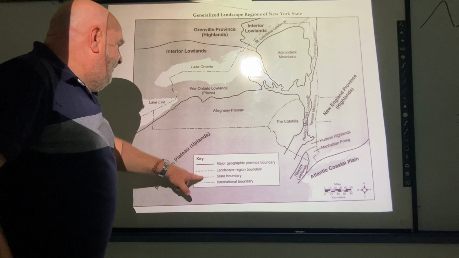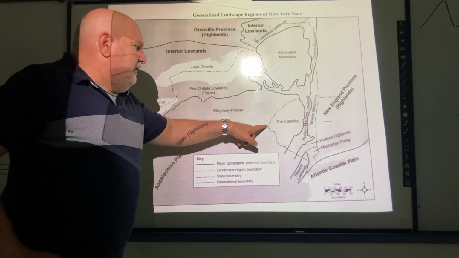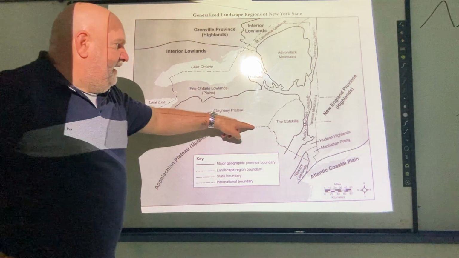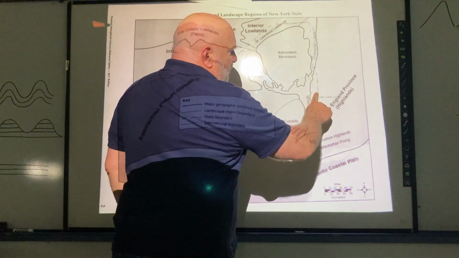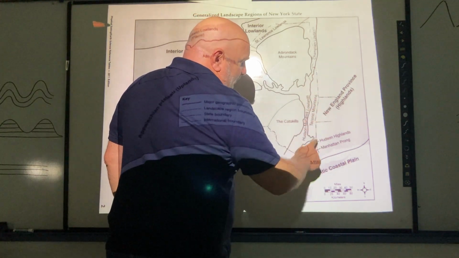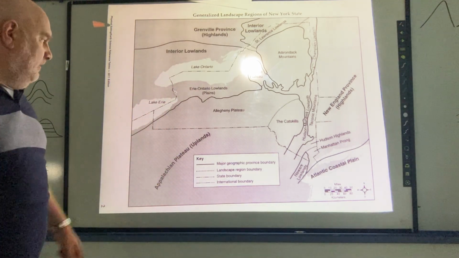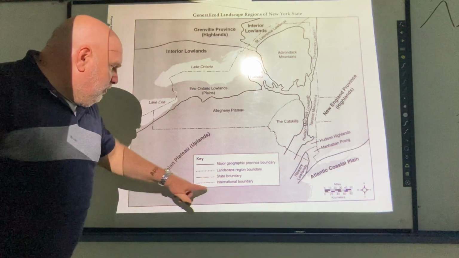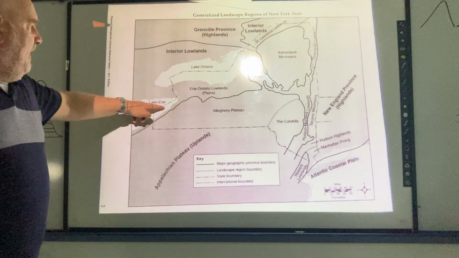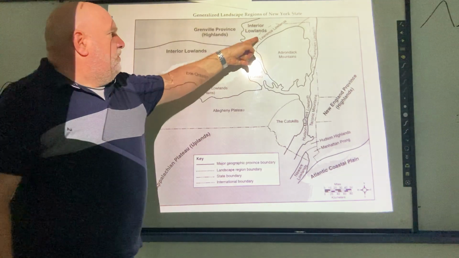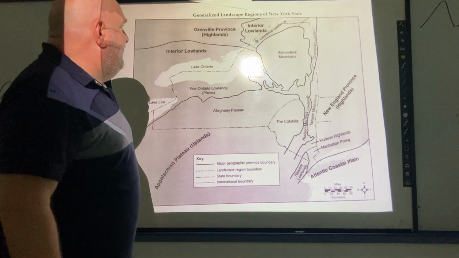The dash with two dots is just the state boundary, all right? So that line does not hold any significance geologically speaking. It just separates New York from Pennsylvania, New York from Vermont, New York from Massachusetts, and New York from Connecticut. The next line here, a line with three dashes, is the international border. It just shows us the border between New York, the United States, and Canada.